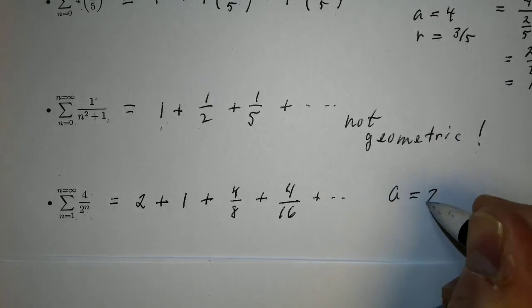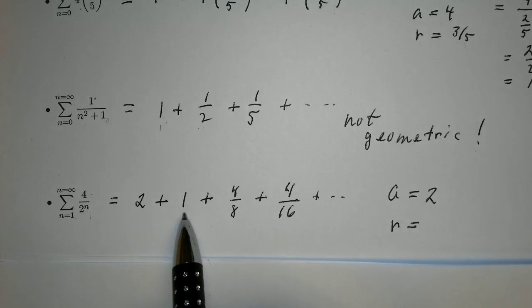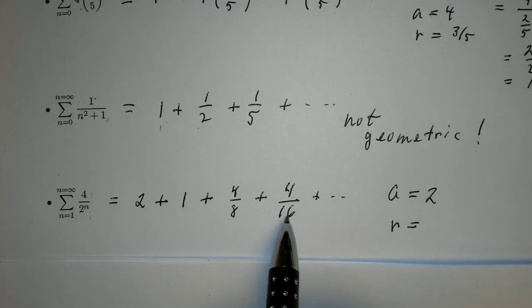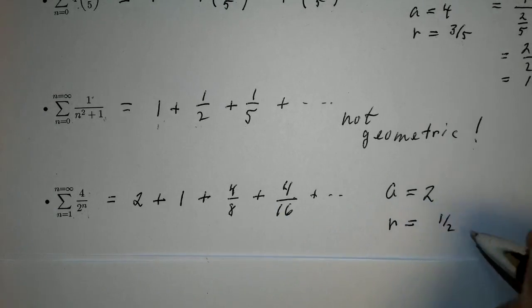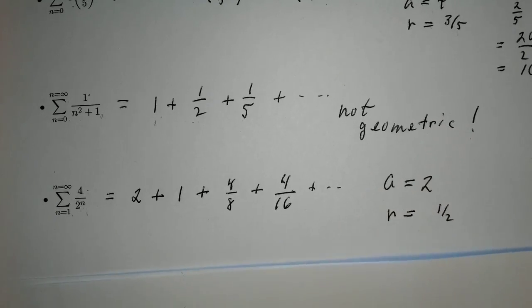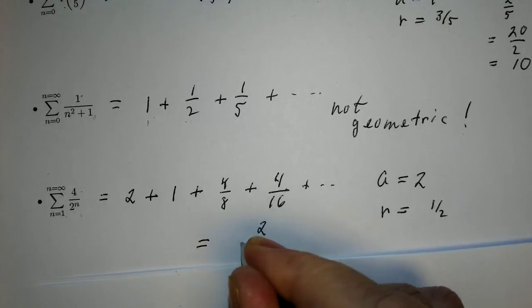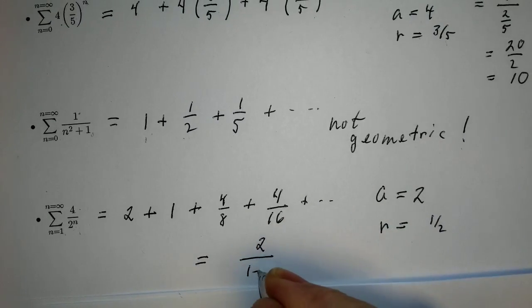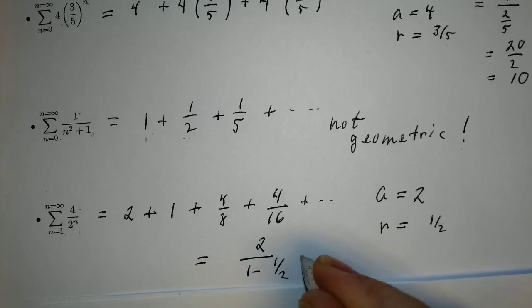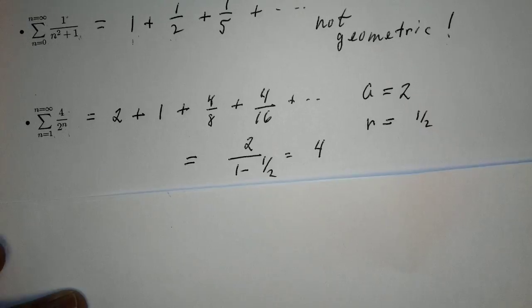a is equal to 2, and r is equal to 1/2, because I'm multiplying each term by 1/2 to get the next term. 1/2 is certainly between -1 and 1, so this adds up to be a over 1 minus r, which is 4.